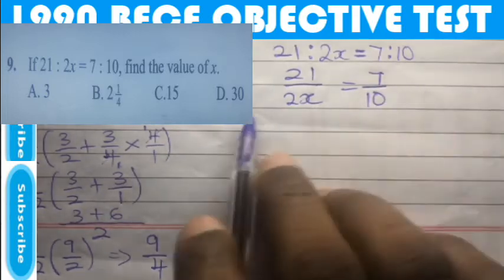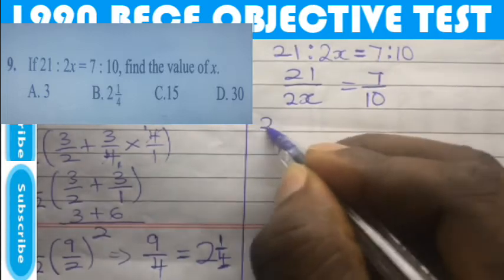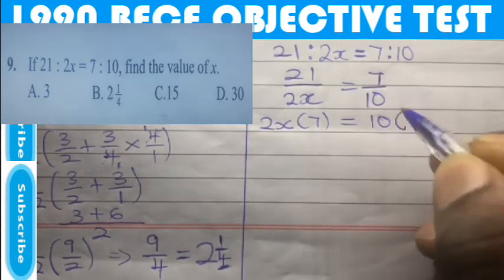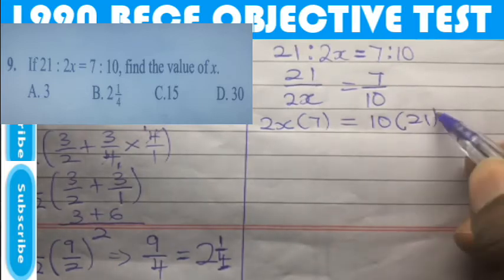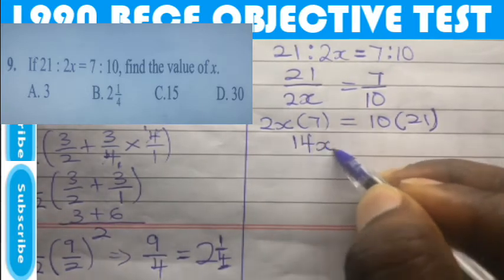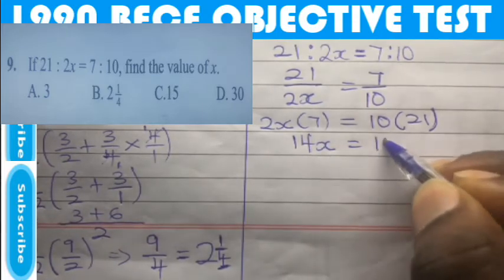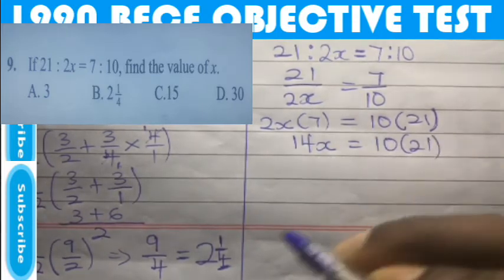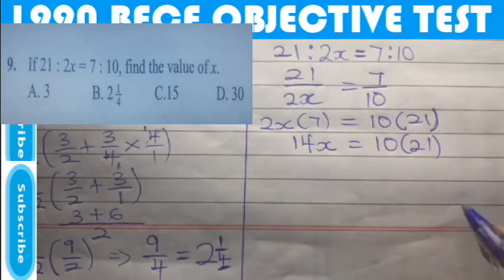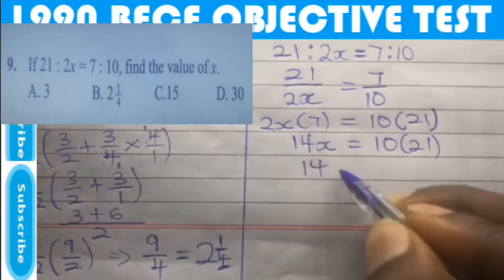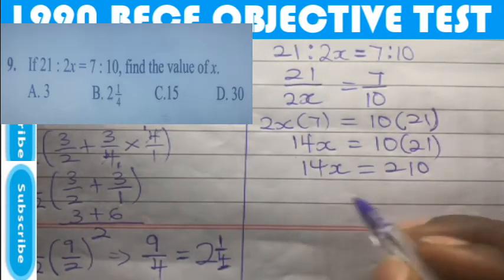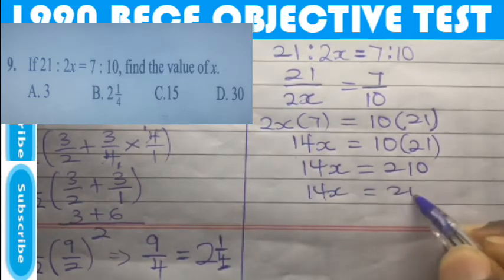So over here we cross multiply, 2x multiplies 7. So we have 2x multiplying 7, which is equal to 10 multiplying 21. All right, so this times this will give us 14x, which is equal to 10 multiplying 21. I don't want to multiply over here, so we write this whole thing again. This will give us 210. 14x will equal 210.